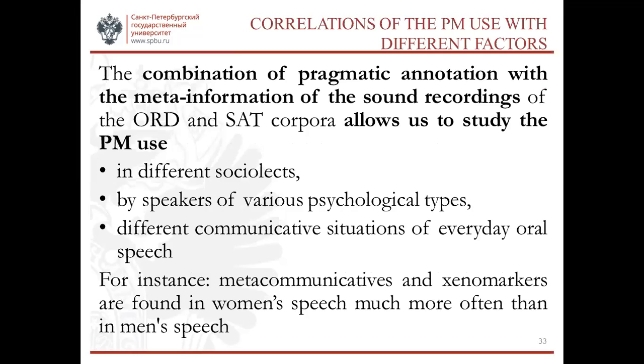Now, let's talk about correlations of the pragmatic markers' use with different factors. The combination of pragmatic annotation with the meta information of the sound recordings in both corpora allows us to study the use of pragmatic markers in different social acts, by speakers of various psychological types and in different communicative situations in our everyday communication. So for instance, if we look at such functional types as metacommunicatives or xenomarkers, we'll see that they are found in women's speech much more often than in male speech, for instance.